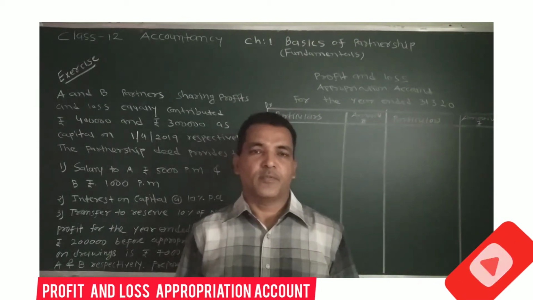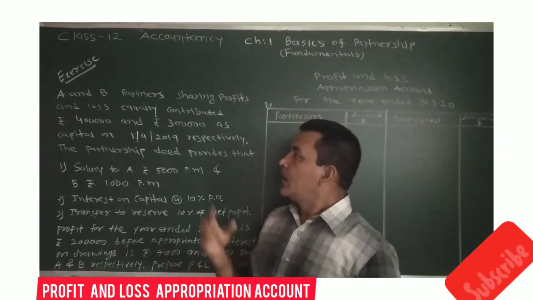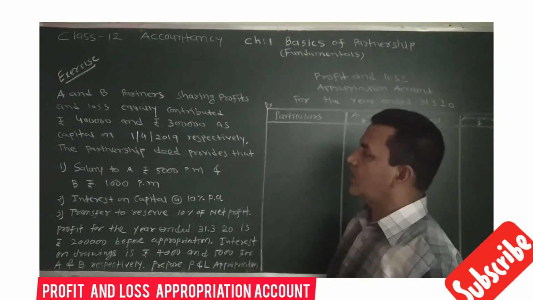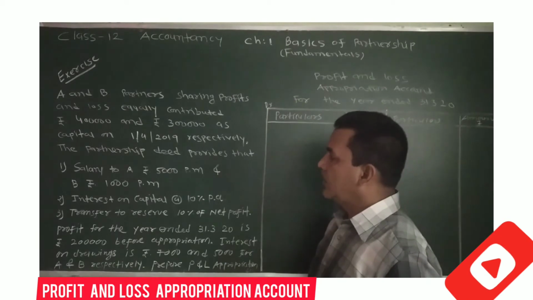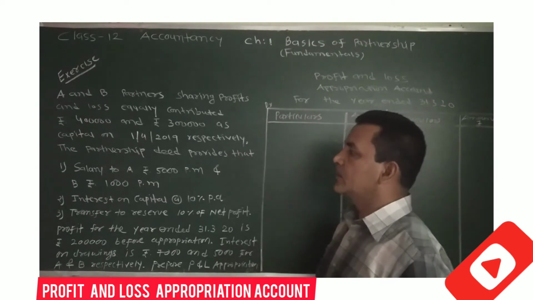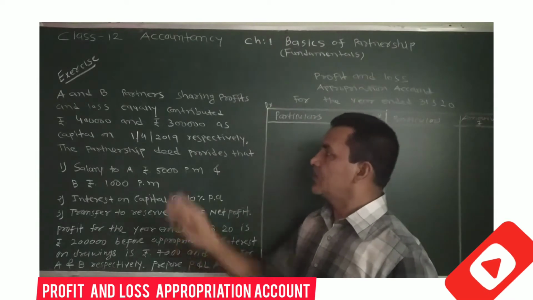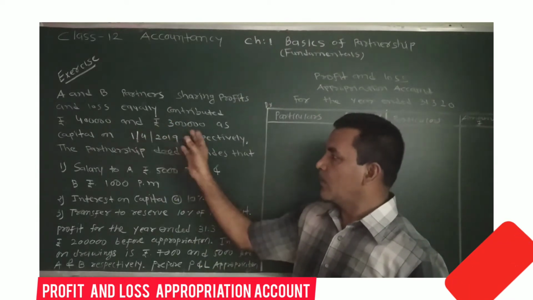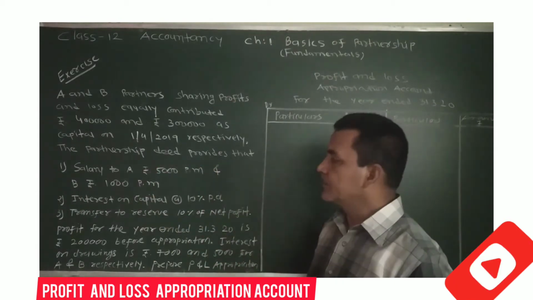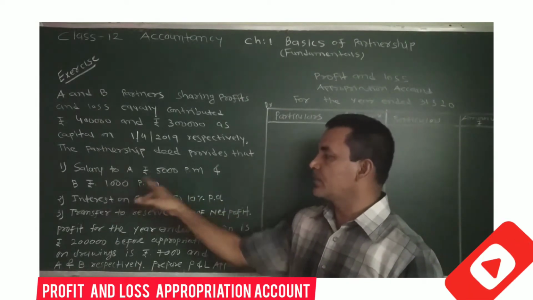Now let us understand profit and loss appropriation account by taking one exercise. See the exercise. A and B, partners sharing profit and loss equally, contributed rupees 4 lakh and rupees 3 lakh as capital on 1st April 2019 respectively. So A and B are partners. Their profit sharing ratio is equal and their opening capital is given, and the partnership deed provides salary to A rupees 5,000 per month and to B rupees 1,000 per month.